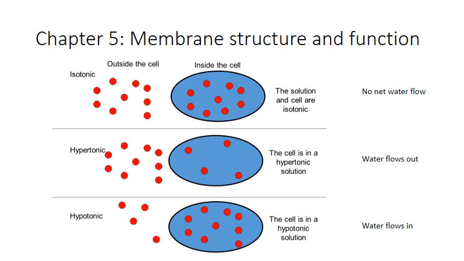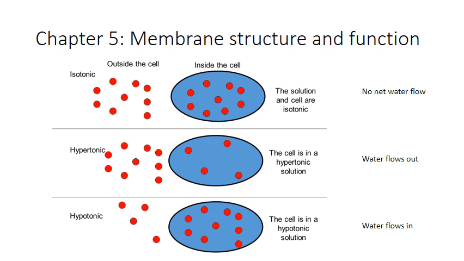So if we know that some things can get through, but not everything, and we have a difference in concentration between the inside and the outside of the cell, we can get a phenomenon called osmosis. Does anyone remember what osmosis is? The diffusion of water through a semi-permeable membrane? Exactly. That's what osmosis is. It's when water diffuses through a semi-permeable membrane.